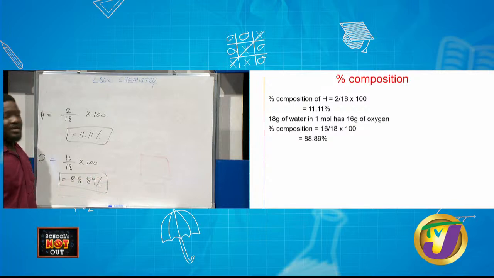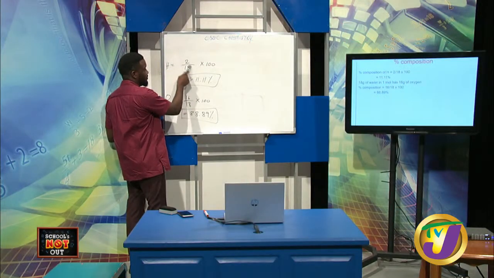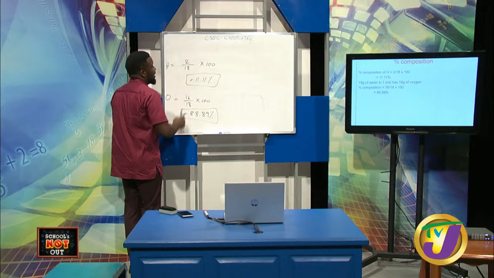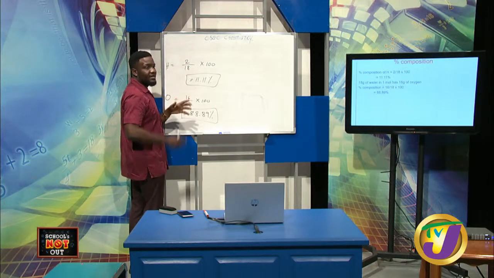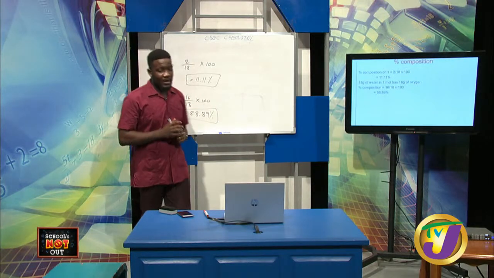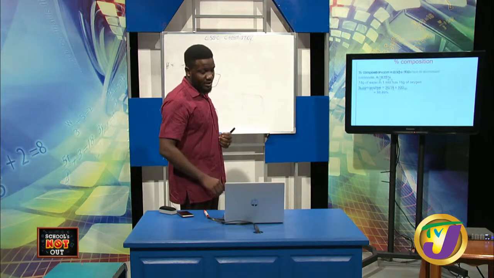And you finish, answer the question, full marks, right? Nothing hard, nothing difficult. So all you do is take the total of the compound, and then over it, you're going to put the element that you're looking for. All right, let's see if we have our next one, we can try.